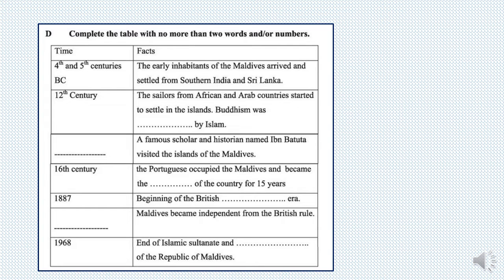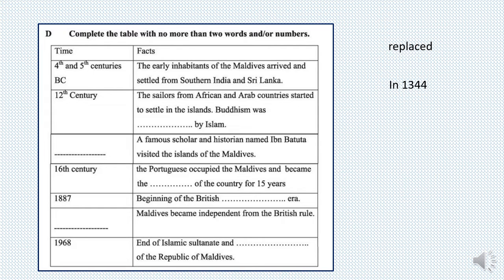12th century, the sailors from African and Arab countries started to settle in the islands. Buddhism was dash by Islam. What should be the word? Yes, it is replaced. A famous scholar and historian named Ibn Battuta visited the islands of the Maldives. And what's the time? It's in 1344.